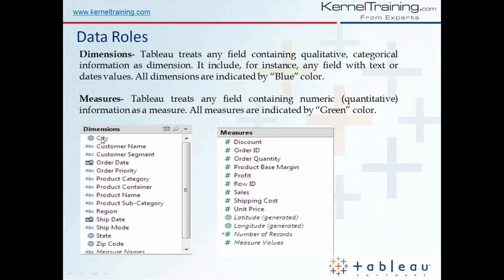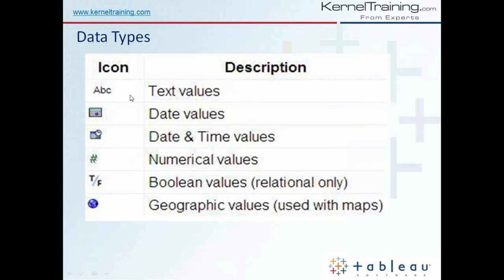Here you can see for city we have the globe icon, for customer name we have ABC, and for measures we have the hash. So what is this? ABC means text values, these are the icons. Calendar means date values, calendar with time means date and time values. Hash means numeric values. This is for measures and dimensions. This one is for Boolean values, and this globe is for geographic values. These are the icons and all of the specifications.